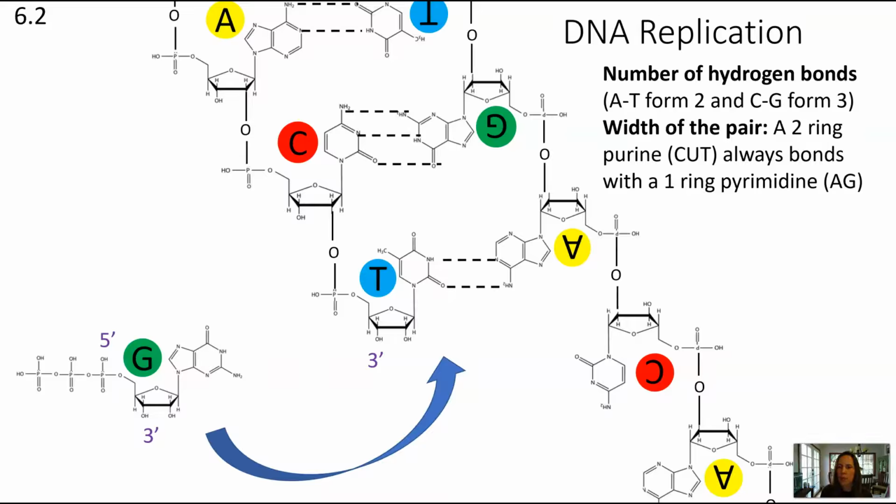But we also need to pay attention to the width of the pair. For example, A could form 2 hydrogen bonds. Why can't A bond with another A? Well, you need to have a 2-ring purine, which is A and G, always bonded to a 1-ring pyrimidine, which is C and T. And that keeps the overall width of the double helix consistent throughout, in that we're always going to have 3 rings across, a purine and a pyrimidine.